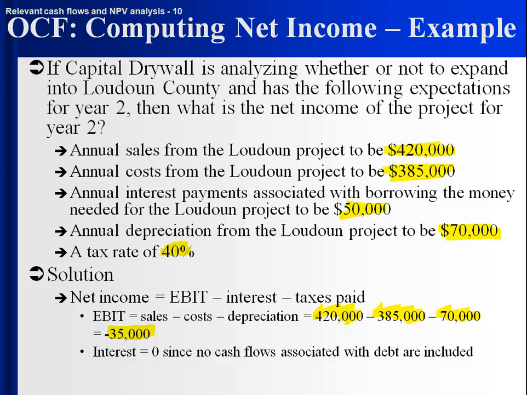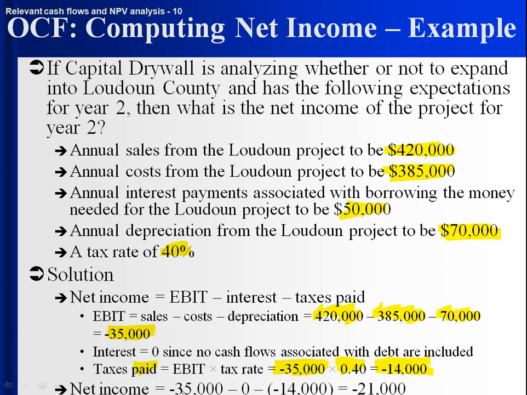Interest is zero. So what are taxes paid? Taxes are based on the $35,000 taxable loss. Negative 35 times 40% is negative 14. And again, it's tempting to say negative 35 and then I pay 14, so I'm at negative 49. But the net income is taxable income minus taxes paid, which are negative 14. So net income is negative 21,000.